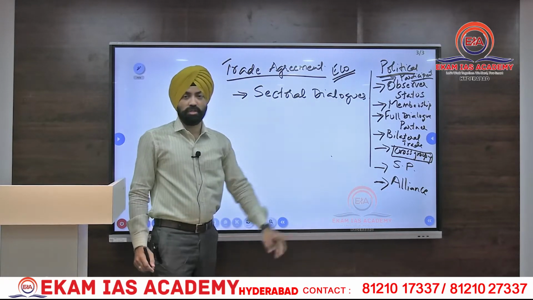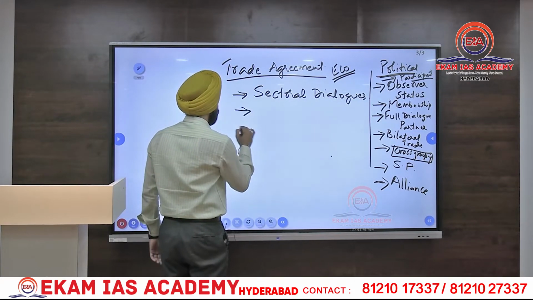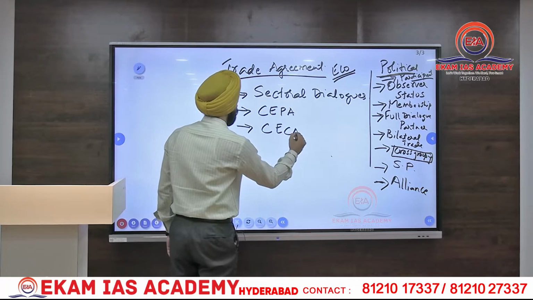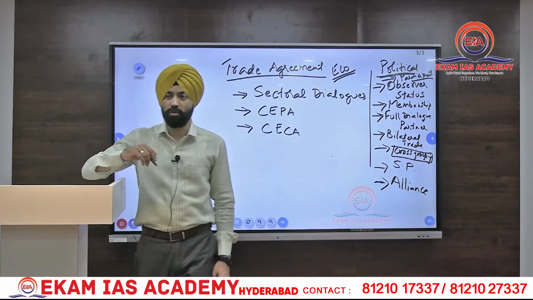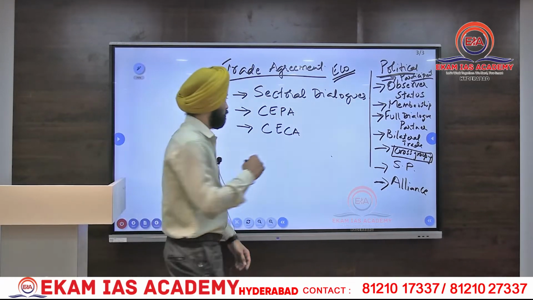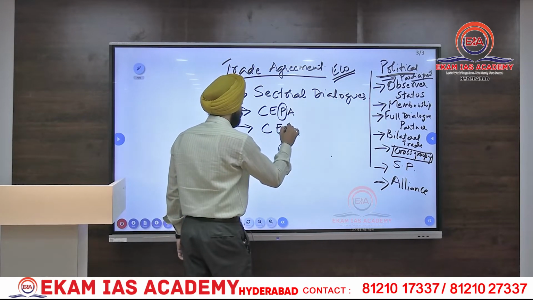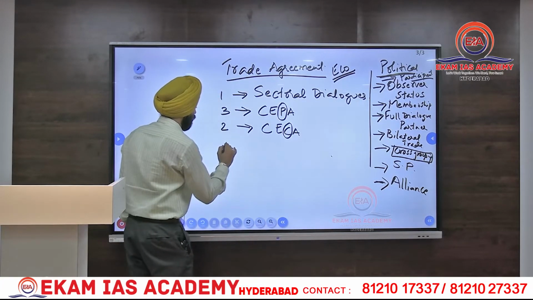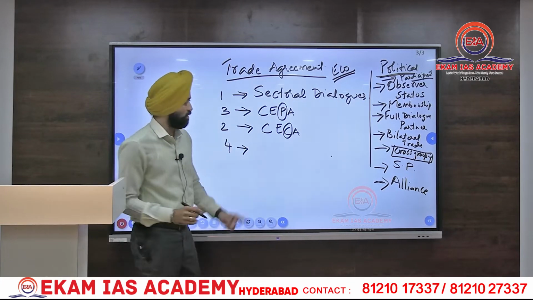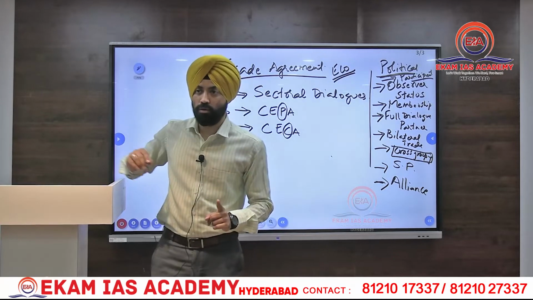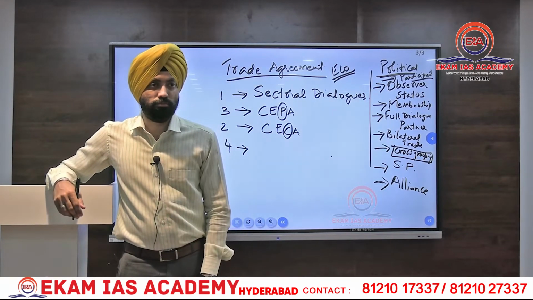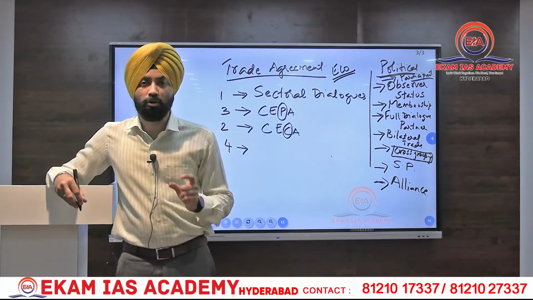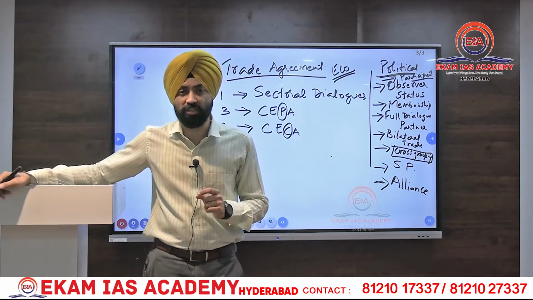The same way, your sectoral dialogue starts. After that what happens? Which is more deeper in engagement? CEPA, Comprehensive Economic Partnership, and this is cooperation. So this will be 1, this will be 2, this will be 3, then 4. What is the difference between CECA, the Comprehensive Economic Cooperation Agreement, and CEPA, the Comprehensive Economic Partnership Agreement? What is the difference is my question.